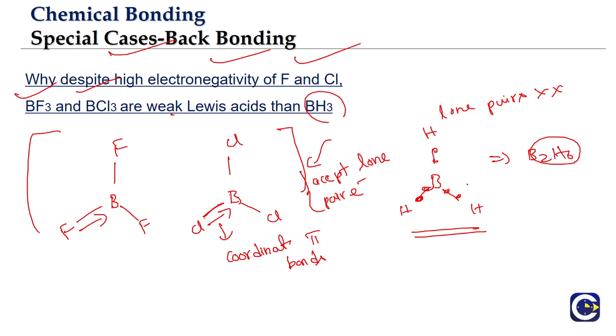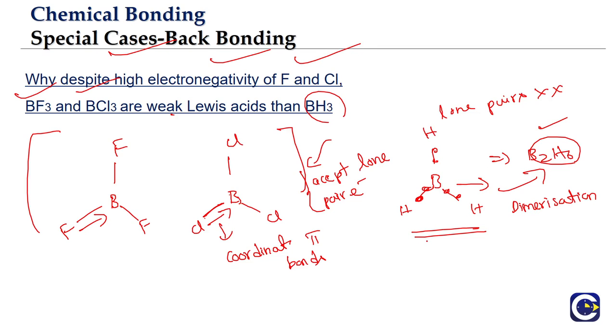That is the reason why in BH3 the boron will be electron deficit, and as a result, BH3 will undergo dimerization. So two molecules of BH3 will undergo dimerization to form B2H6. B2H6 is a very important molecule. We have a peculiar type of bonding in the case of B2H6, that is what we call banana bonding.